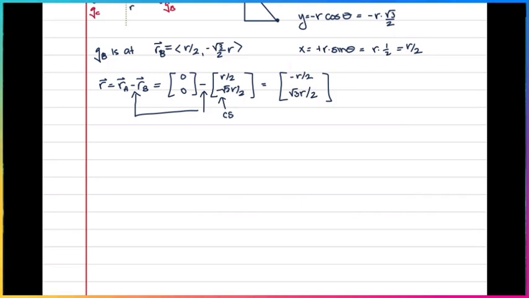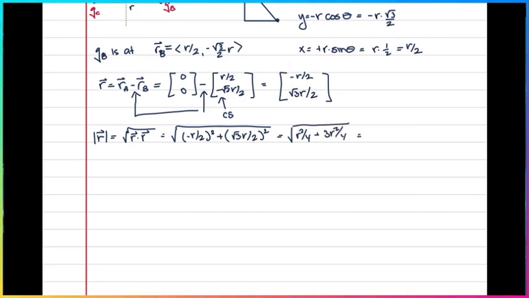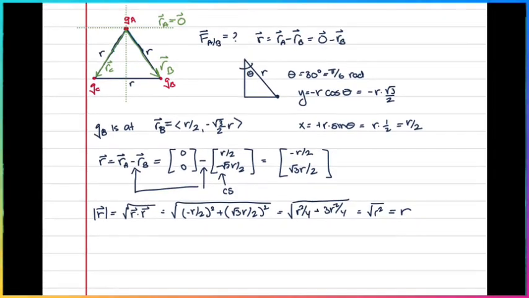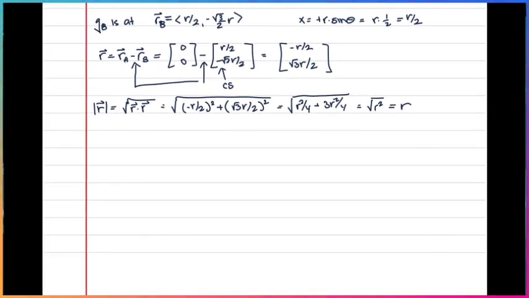That's the position vector. The magnitude is then, again, root of the dot product, square root of negative r over 2 squared plus root 3r over 2 squared. And that looks like it is root r squared over 4 plus 3r squared over 4, or just square root of r squared, or r. Again, not too surprising. You probably didn't need to do the dot product to do that, because we originally drew it so that they were a distance r away, because they were at the edges of the equilateral triangle. But it's always nice when the math corroborates.